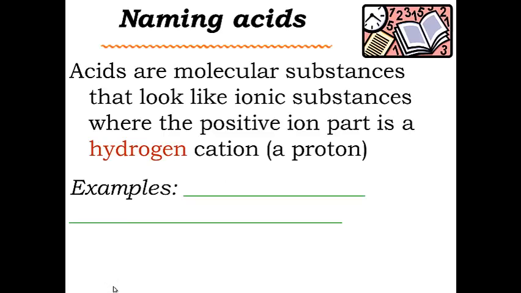Next will be acids. Acids are also molecular substances, but they look like they're ionic because they start with a hydrogen ion in the beginning. So something like this, HCl or H2SO4, HNO3, something like this. These are some really common examples where you see the hydrogen out in the front.